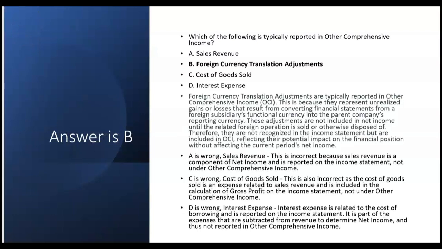The question wanted to know which of the following is typically reported in OCI, and that would be foreign currency translation adjustments. These adjustments are not included in net income until the related foreign operation is sold or otherwise disposed of. A is wrong. Sales revenue goes in the income statement, not OCI. Same with cost of goods sold. Letter C is wrong. And D is wrong because interest expense also is reported on the income statement, not OCI.